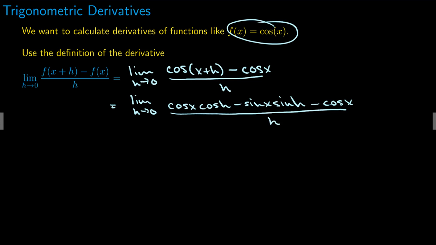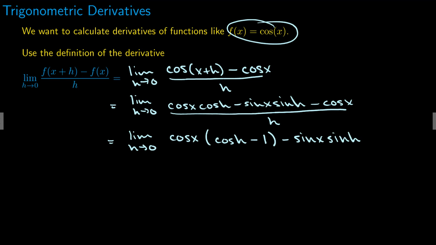And then we can group our cosine x pieces together so that we have the limit as h goes to 0 of cosine x times cosine h minus, if I pull out a cosine x on this piece, I'll have minus 1. So I get cosine h minus 1, minus sine x times sine h all over h.